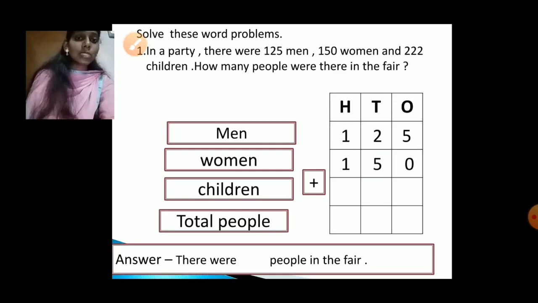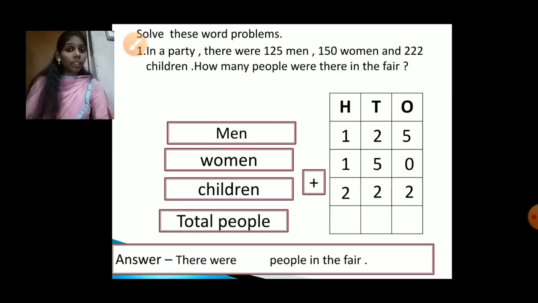And then next is 222 children. Means number of children is 222. So 2 will write under the ones place, 2 will write under the tens place, 2 will write under the 100 place. 222. Now we will add these numbers. Okay, because here we decided operation, that is addition. Why addition? Because here we have to find out the total together number of children, total number of people in the fair.